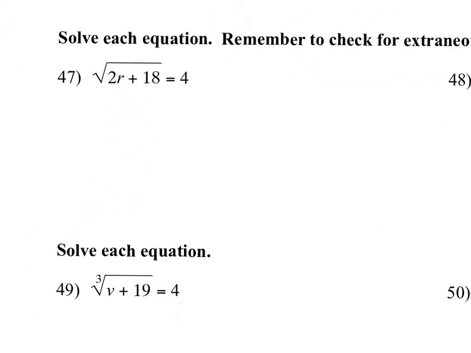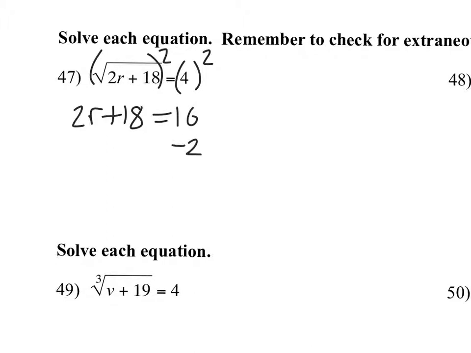For number 47, we've got to solve this equation. We already have the square root by itself. So the big question is, how do we undo a square root? And the answer is we have to square both sides. When we do that, the square root and the square just cancel out, leaving us with 2r plus 18. 4 squared is going to be 16. We subtract 18 from both sides, which is going to be negative 2 is equal to 2r, which means that r is equal to negative 1.